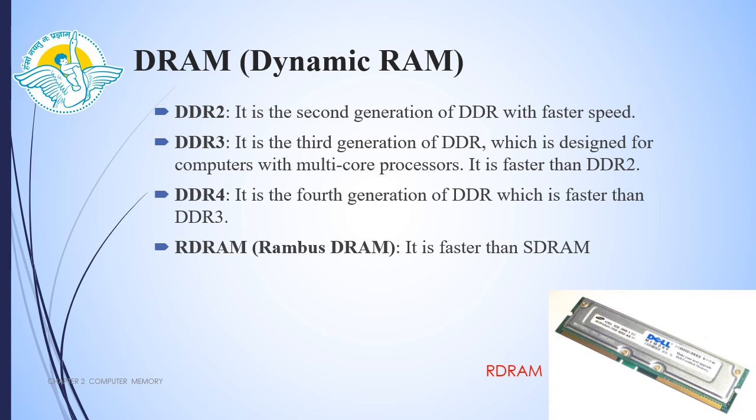The fourth variant is DDR3. It is the third generation of DDR which is designed for computers with multi-core processors. It is faster than DDR2. The fifth variant is DDR4. It is the fourth generation of DDR which is faster than DDR3. And the last variant is RDRAM, which is Rambus DRAM. It is faster than SDRAM. You can see here on the slide the picture of RDRAM.